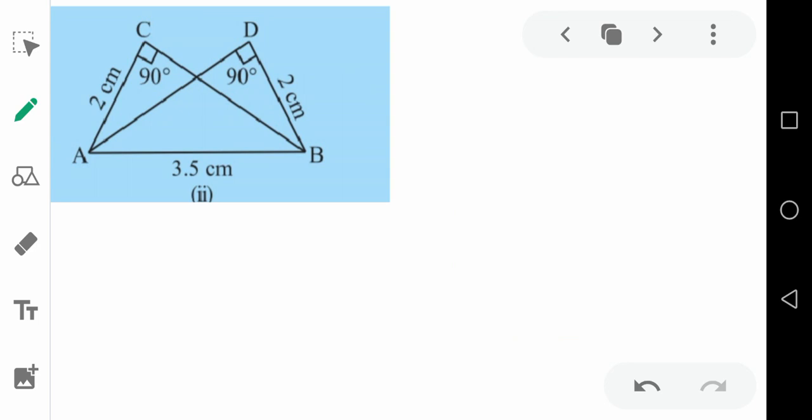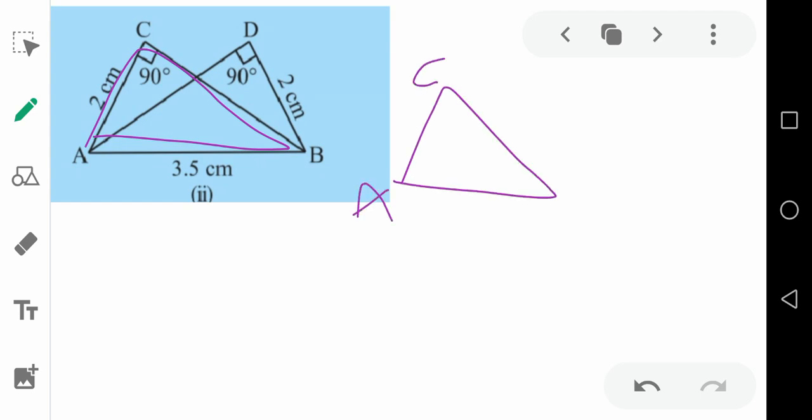So here two triangles are there, but both are together. So you just split it. If you want, you can split it. How will you split it? So this is the first triangle, right? So let it be like this. Okay, AC, B, and write down the measurement. So this is 90 degree. So this is 3.5 centimeter. This is 2 centimeter. This is the first triangle.